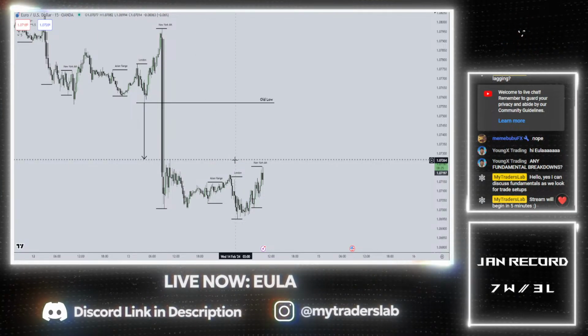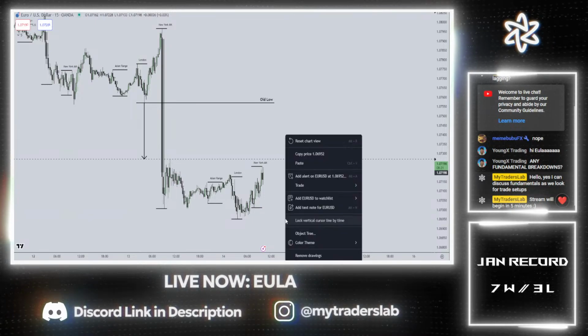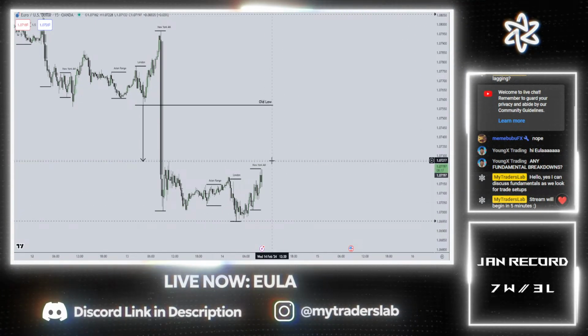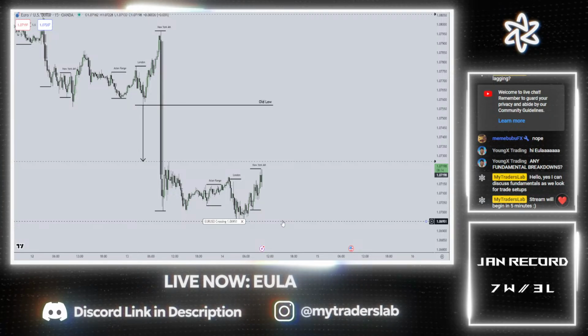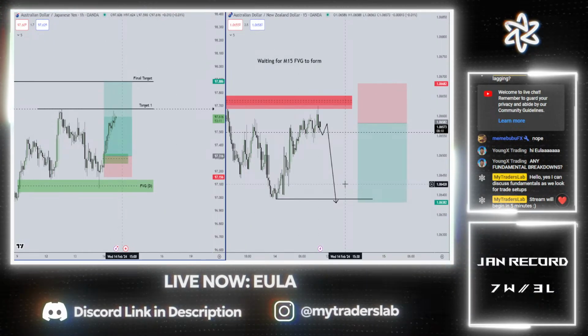I'm just gonna ignore until this liquidity point is being hit. I'm gonna set another alert here in case it dumps down. So once it clears this liquidity, then I'll start looking for shorts on the Euro USD. For now, we're gonna observe the other pairs.